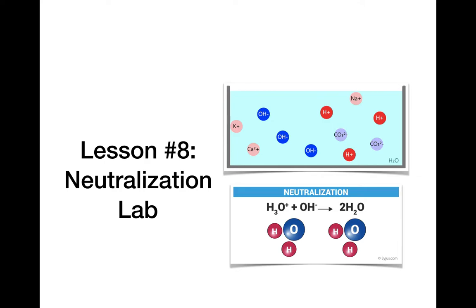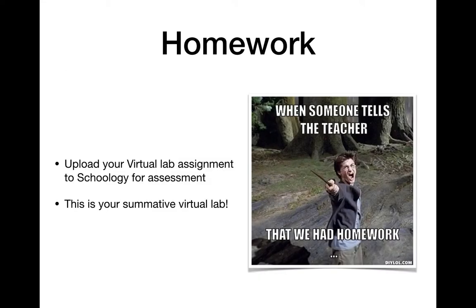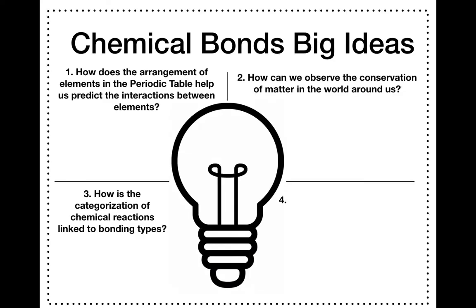So when you do the lab and you upload it, the other thing you have to do as well, based on what you learned from that lab, is the third big idea. So our third big idea here is how is a categorization of chemical reactions linked to bonding types. That's really also from our previous lessons, talking about the different reaction types. We talked about simple and complex chemical reactions. It's the 3 previous lessons all kind of tied together. So how are bonding types connected to reaction types? Okay, so that's big idea number 3.